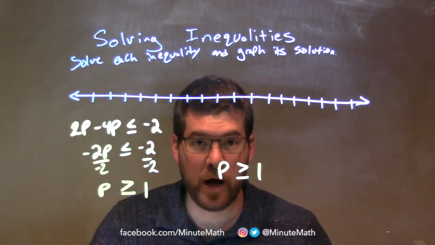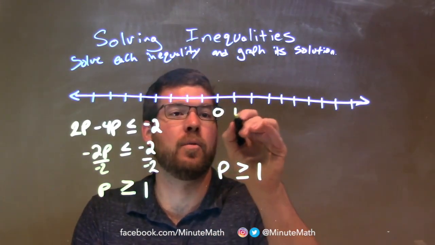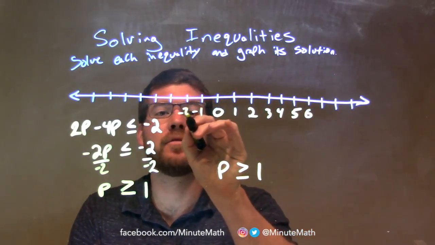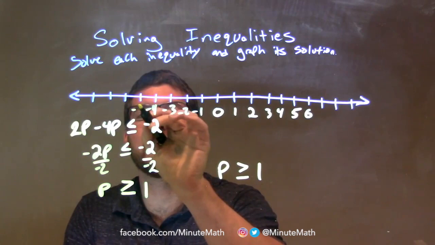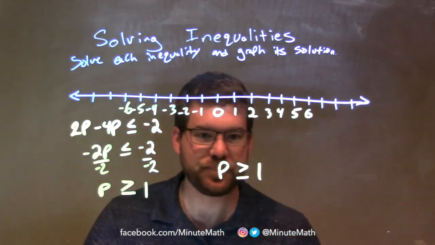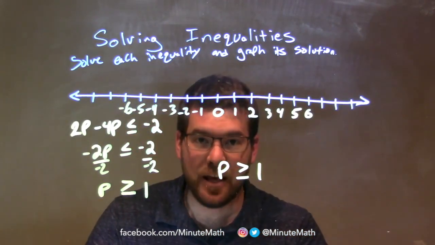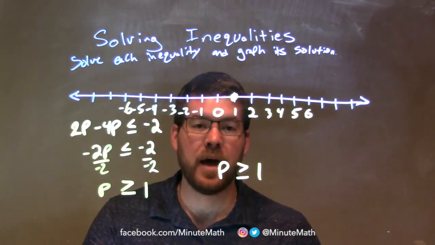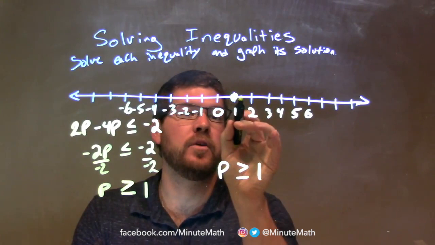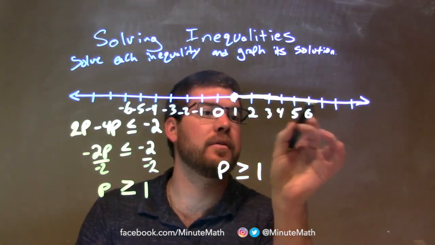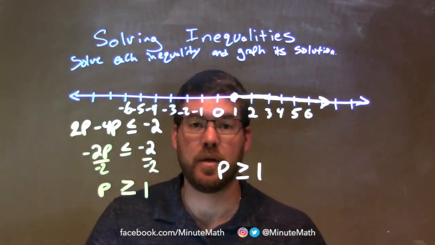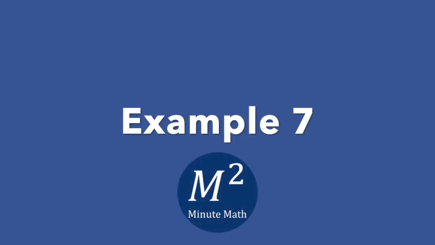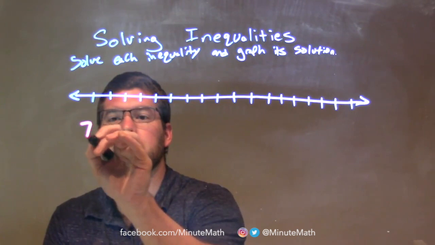So now let's graph that. So 0 right here, 0, 1, 2, 3, 4, 5, 6, -1, -2, -3, -4, -5, and -6. Since p can equal 1, we put a closed circle right there at 1. Then, since p is greater than 1 as well, we shade to the right. Shade to the right. And there we have it. We have our graph that matches our final answer.